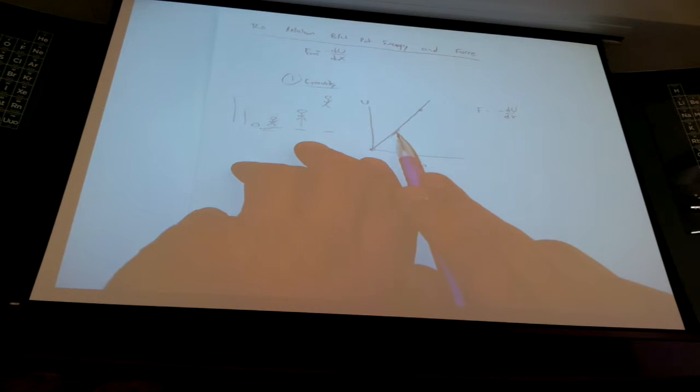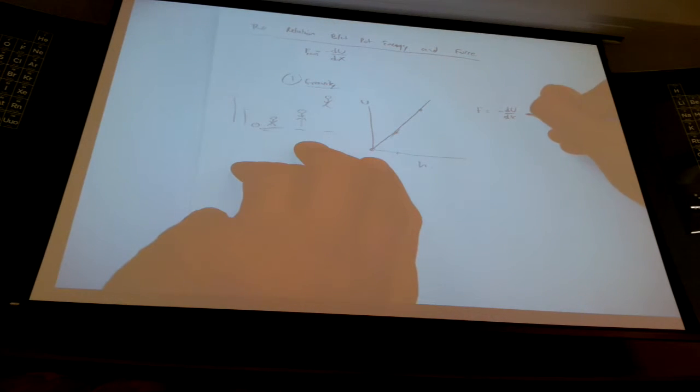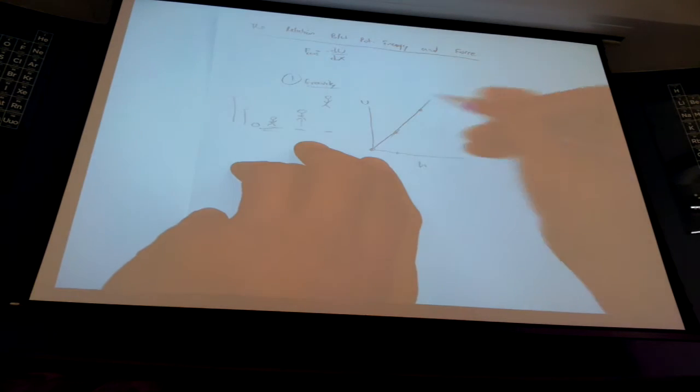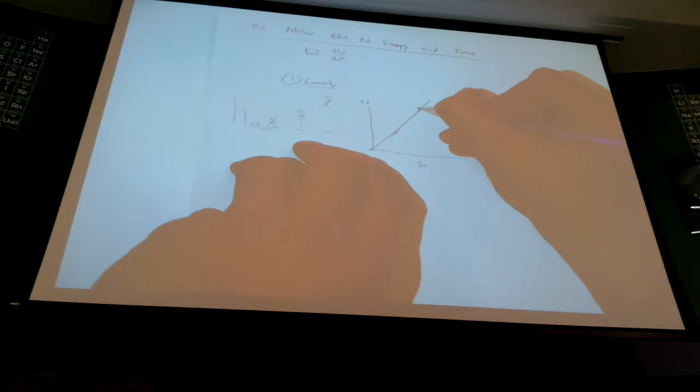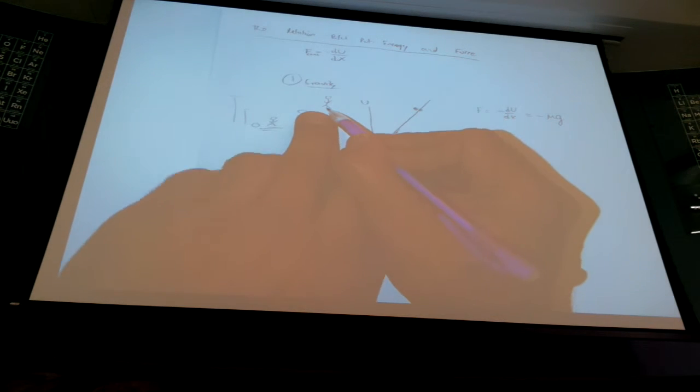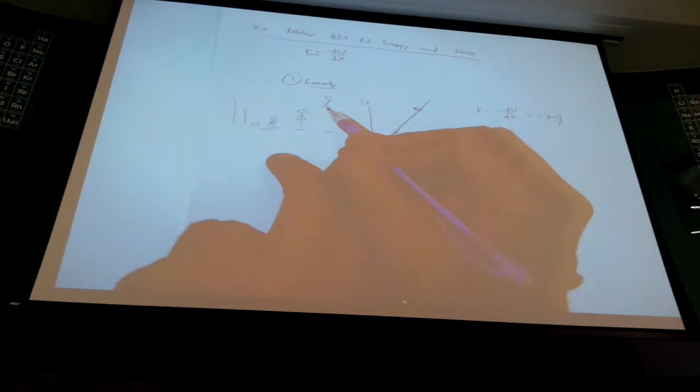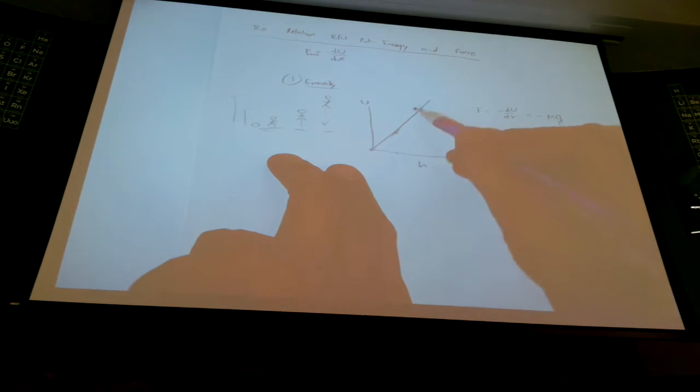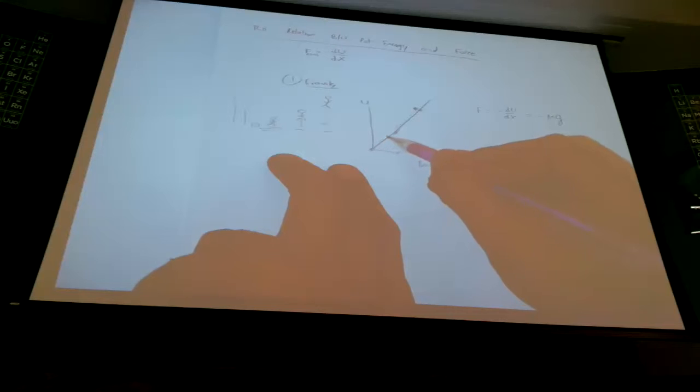mg. Slope is mg. So if I take the negative derivative of mgh, I just get negative mg. Now why is it negative? The negative is there because if you put something here, if you put some person there, that guy, he's at that height. Gravity wants to pull him down. The force acts downward. In other words, it looks like it's going down this graph in that direction.